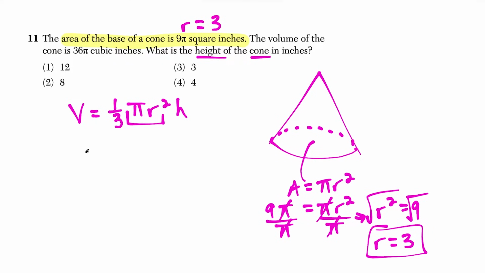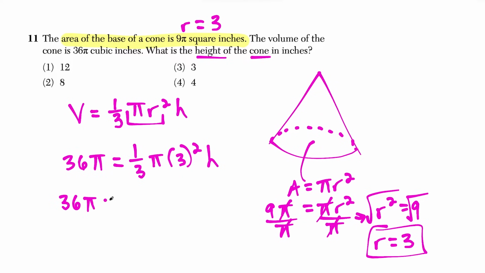The volume of the cone is 36 pi cubic inches. So I'm going to replace V with 36 pi. And now we have 1/3 times pi times r squared. So we're doing 3 squared, and then we're multiplying that by h. So now we just have to do the algebra here. We have 36 pi equals, and now we have 1/3 times pi, and then 3 to the second power is 9, and we're multiplying by h. Well, if we do 1/3 times 9, that's just going to give us 3. Okay, we're doing 9 divided by 3 is 3.